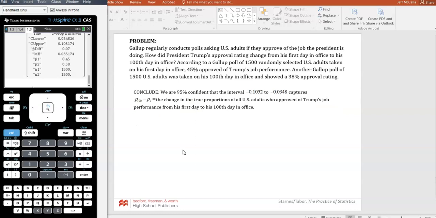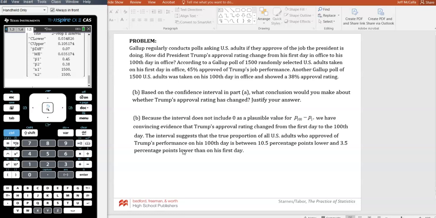Conclude: we're 95% confident the interval from blank to blank captures the true difference in proportions of those who approved of Trump's job on the first and last day. Based on the confidence interval, remember they're both positive or both negative, depending on which way you did it. Is 0 in the interval? It's not. Therefore, we have convincing evidence that his approval rating changed. In fact, it went down around 3 to 10% when you look at the percentages there for the lower and upper bounds. So that's it for today.